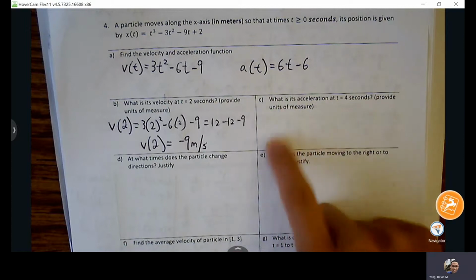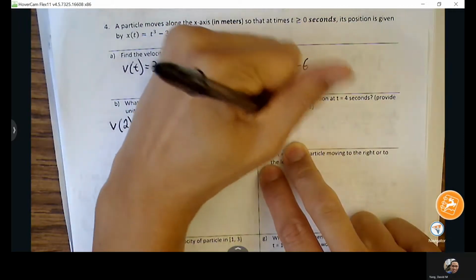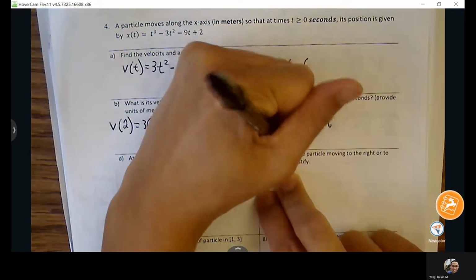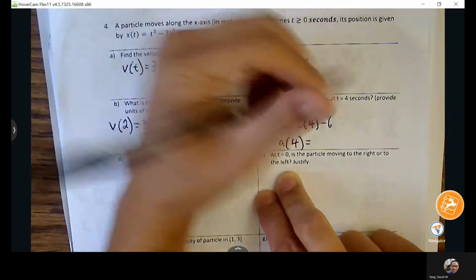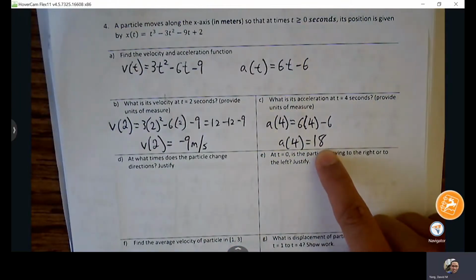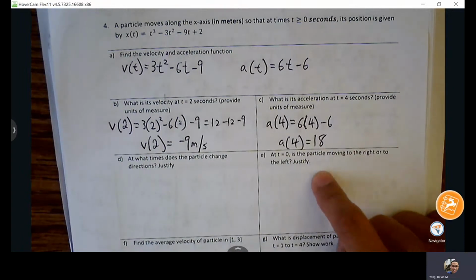We can substitute 4 in for t of the acceleration function. All right, what's the unit of measure here? Meters per second, which is meters per second squared.